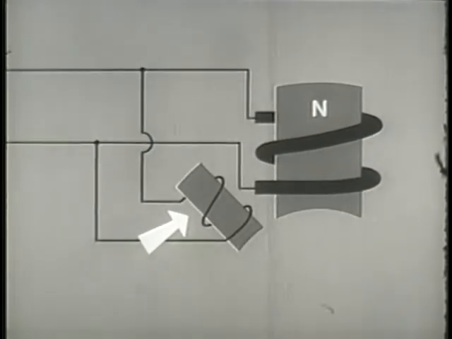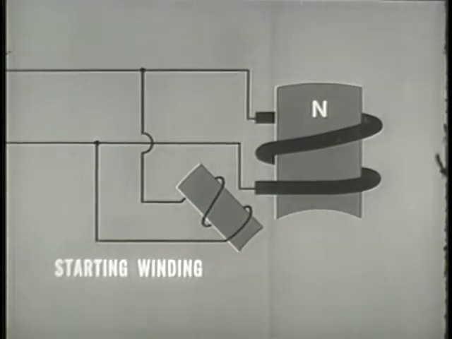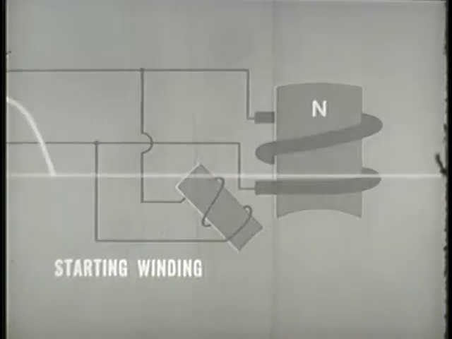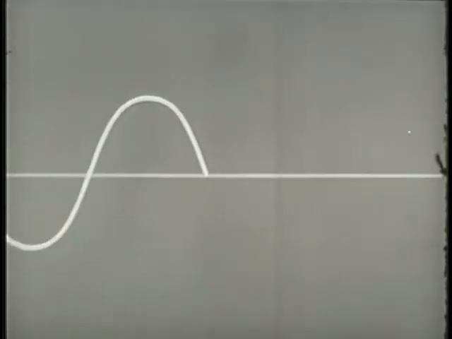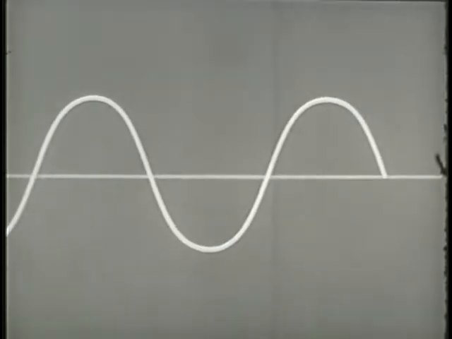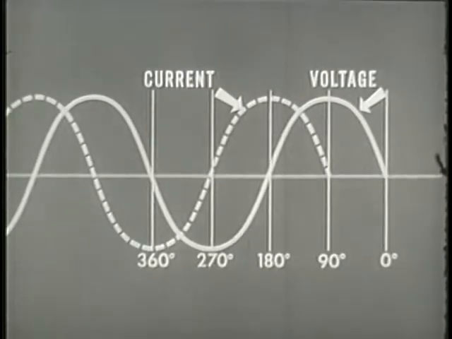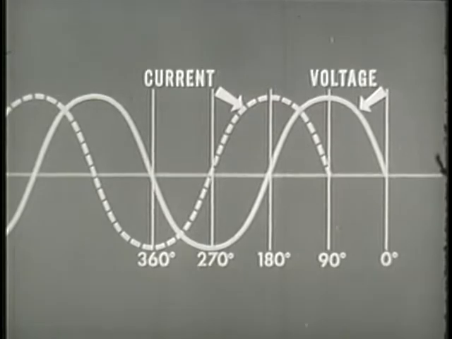There is another way to start the single-phase induction motor. In addition to the main poles, starting poles with separate windings are used. Phase difference is created by using high resistance wires for the starting poles and low resistance wires for the main poles. To understand the operation of the starter winding, it is necessary to bear in mind something of the character of the AC power supply. In any pure inductance, current lags behind voltage by 90 degrees.